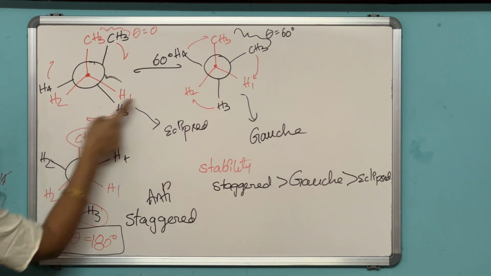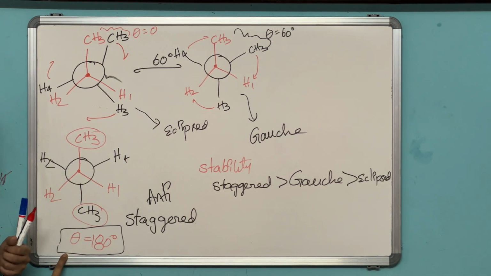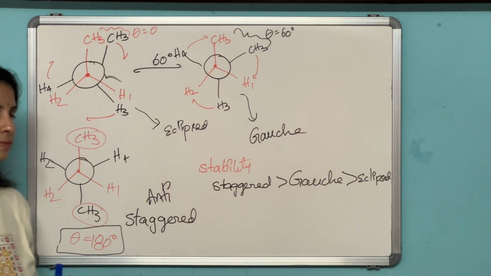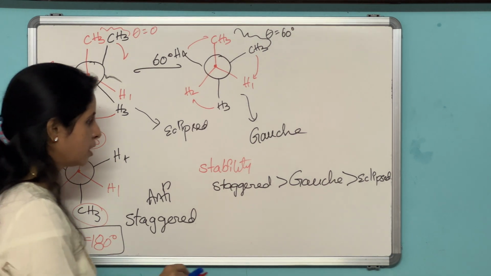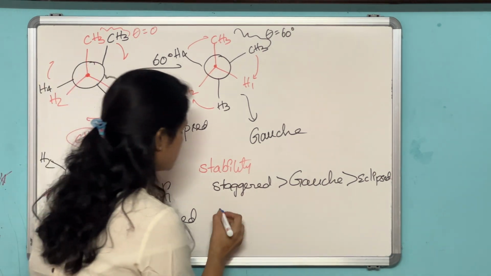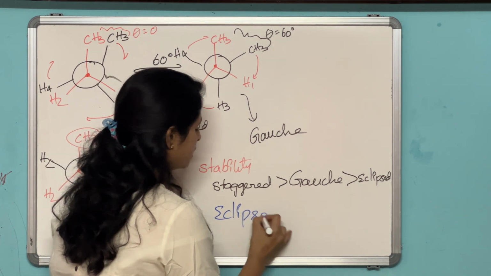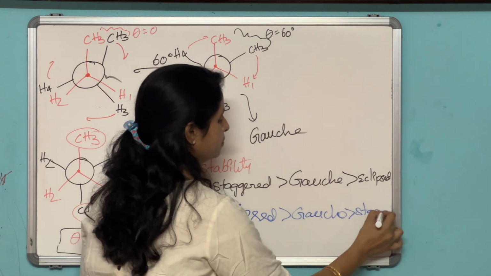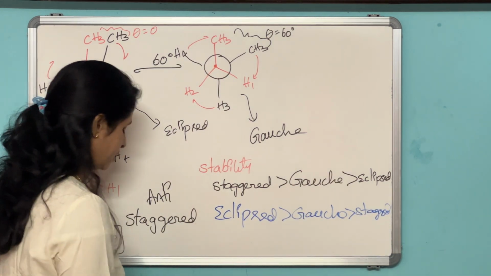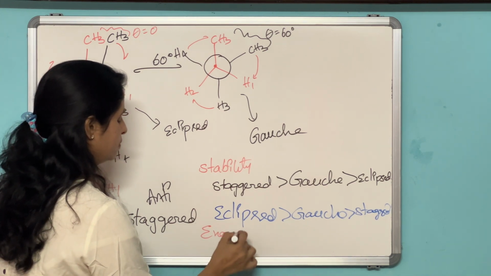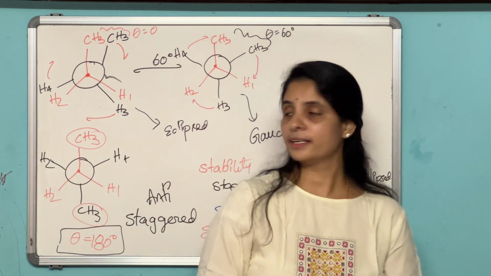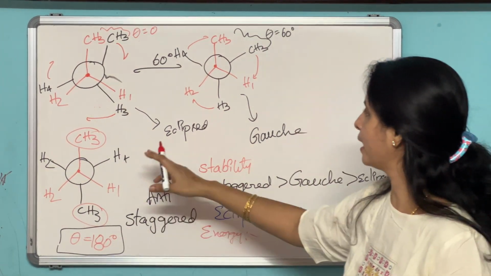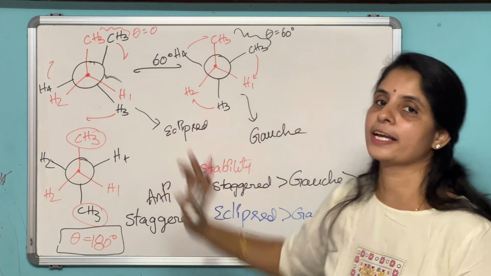This is the eclipsed form, Gauche form, and the staggered form or anti-form, and this is the stability order. If you want to write the energy order, the energy of the eclipsed form is greater than Gauche, which is greater than staggered. I think you got a clear idea of what the staggered form is, what the dihedral angles in the staggered form are, and what the Gauche form and the eclipsed form are.